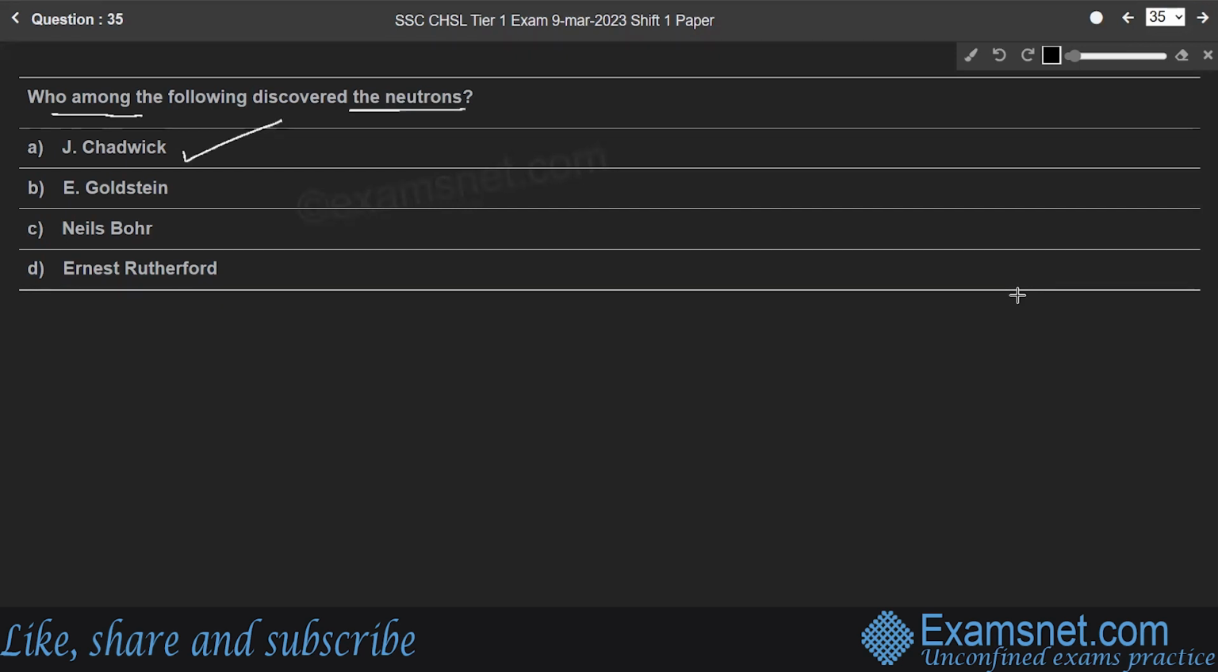The electron carries a negative charge and proton carries a charge equal to an electron but positive, and the neutrons are neutral, right? So proton and neutrons reside in the nucleus. So an atom consists of a nucleus, right? Which has protons and neutrons, and electrons revolve around the nucleus, right? Like this. And proton carries positive charge, electron carries negative charge. Therefore, option A, James Chadwick discovered the neutrons.